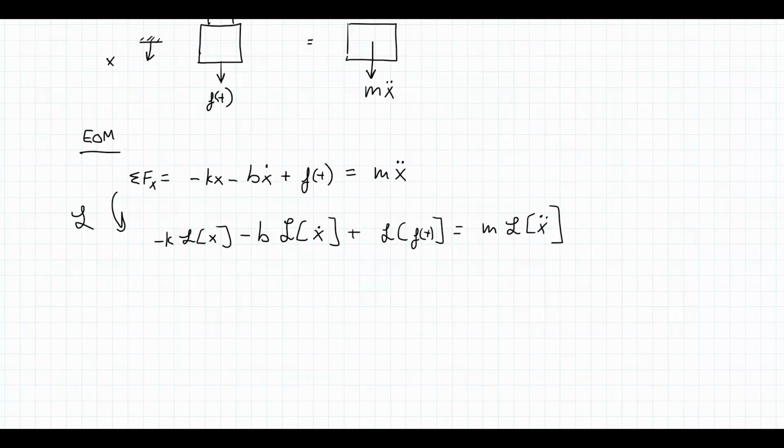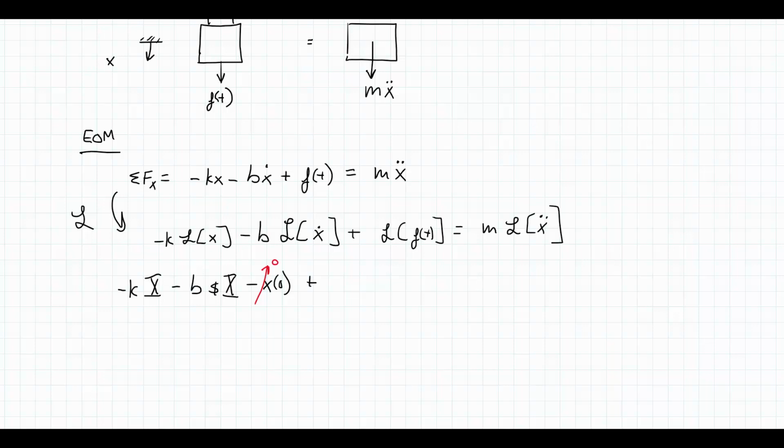So resolving these Laplace transforms, negative k, the Laplace transform of x is big X, or x of s, minus b times the Laplace transform of x dot is going to be sx. And then really it's minus this x of 0 when we do it, but remember that our initial conditions are all going to be 0, so this term is going to drop out. It's just 0.